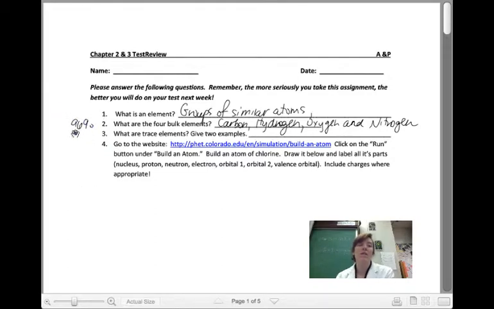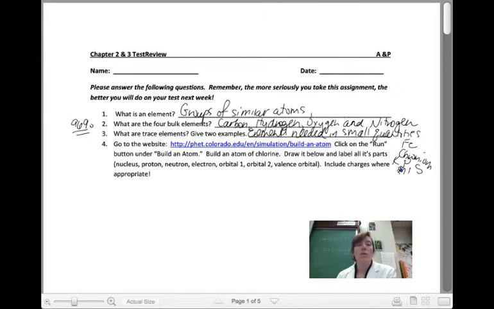And so when I write little things like this on the side, you should also write that because all of this is necessary for studying well for your test. Trace elements. Trace elements are elements needed in small quantities in your body. And things that we talked about for that would be iron, chromium, potassium, sulfur and phosphorus. All of those would be examples of trace elements.